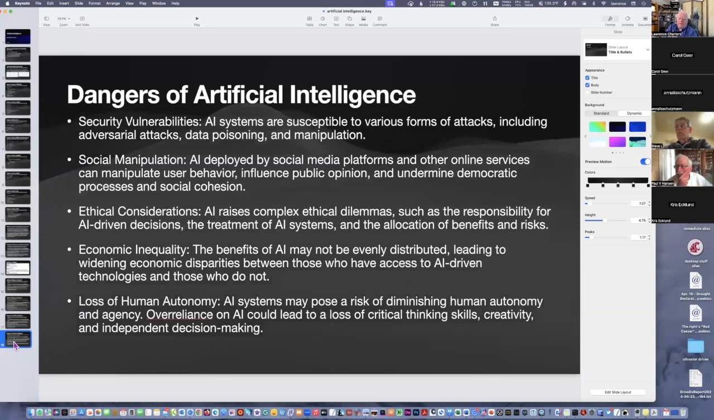There are ethical considerations on if these things really are intelligent. Are you allowed to turn them off? Or would that be murder? There are economic problems. Right now, most of the AI systems are owned by people who have at least hundreds of millions of dollars, if not billions. So they right now control this type of research. And there's also the question of human autonomy.